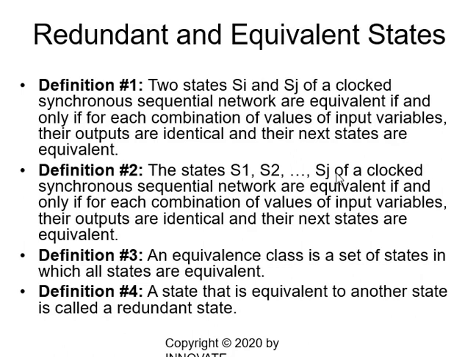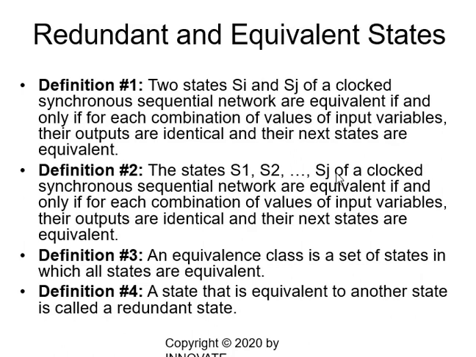In definition number 2, we say states S1, S2 to Sj of a clock synchronous sequential network are equivalent if and only if for each combination of values of input variables, their outputs are identical and their next states are equivalent. So this is really a generalization of definition number 1 from 2 states to J number of states, to a large number of states. In definition number 3, an equivalence class is a set of states in which all states are equivalent. So the class of those equivalent states, we call it the equivalence class.